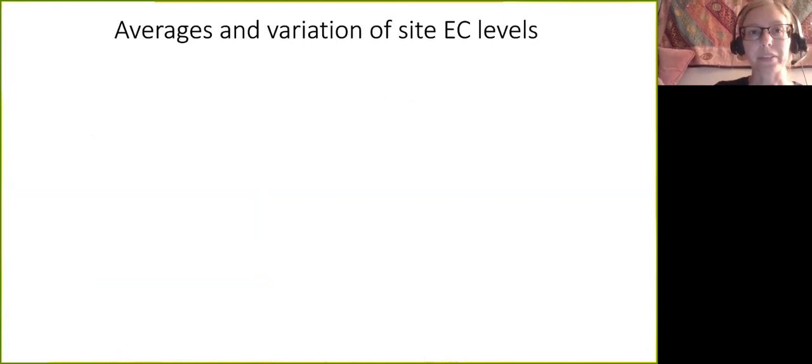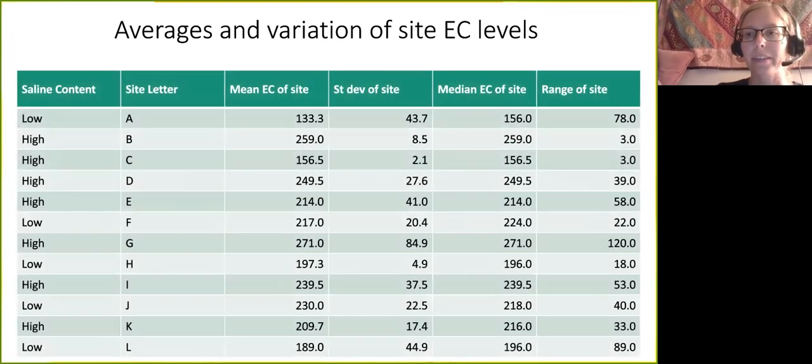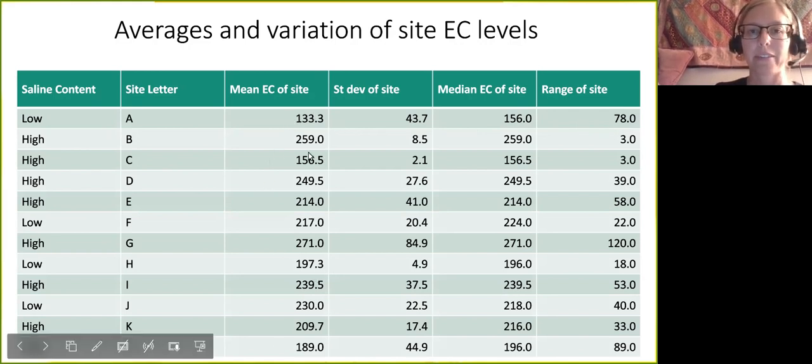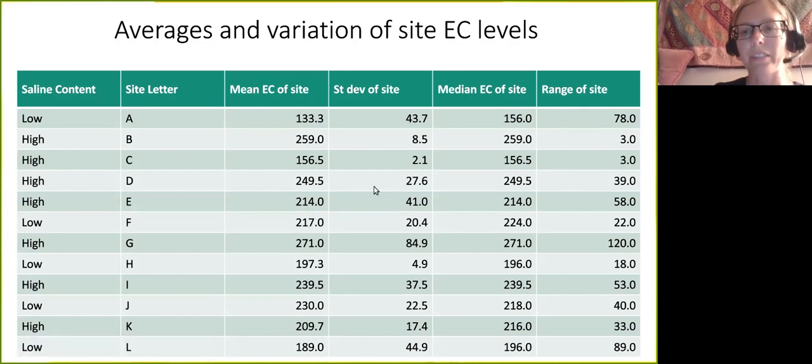I just wanted to give a quick look as well at the variation within each site. So here I have a table that's showing my label of low or high saline content, the site letter, and then the mean of the EC sites and standard deviation, median, and the range. So you can see here, the mean is doing its thing, 133 or 271. So there's a lot of different means for each site. What I would like to draw attention to is the standard deviation and the range of all of these.